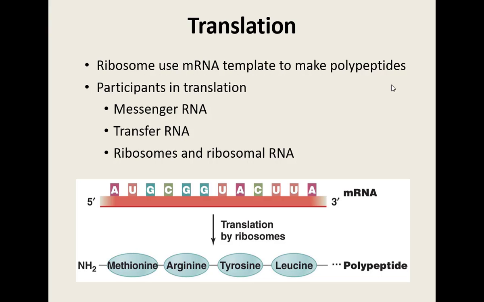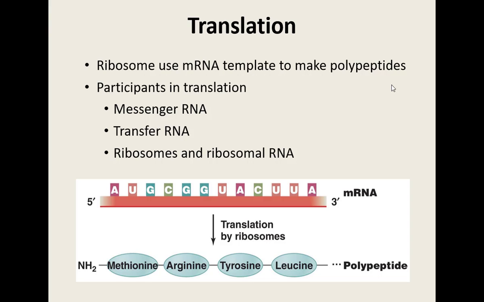In my example, AUG, these three nucleotides code for the amino acid methionine. CGG codes for the amino acid arginine. UAC codes for tyrosine. UUU codes for leucine. Each one of these little snippets, these little codons, codes for different amino acids. And the ribosome, the thing that's meant to do all this, is pulling that messenger RNA through and reading it three letters at a time.